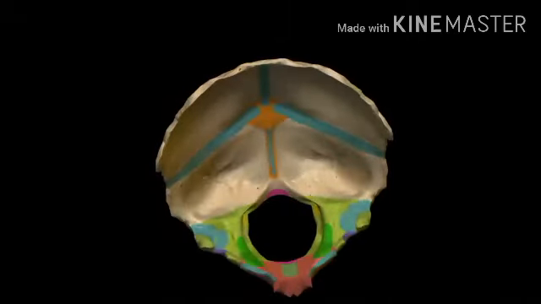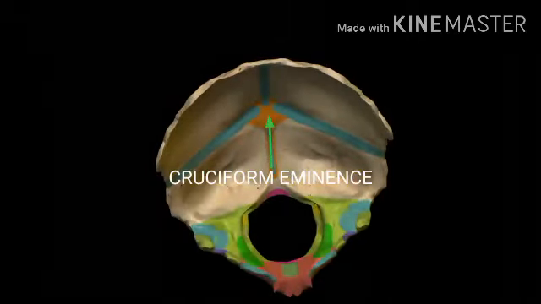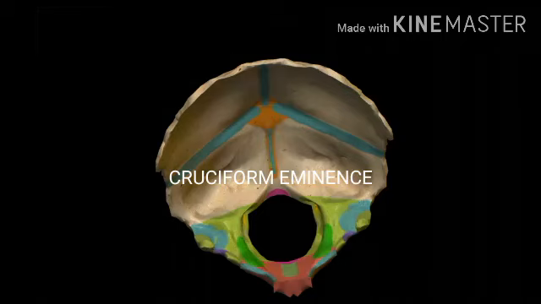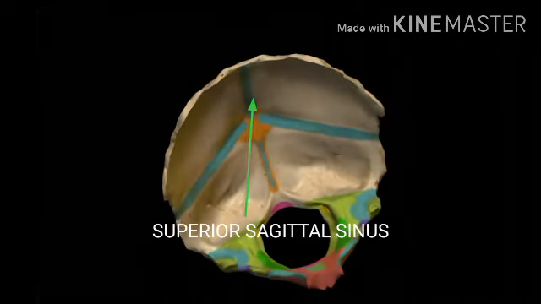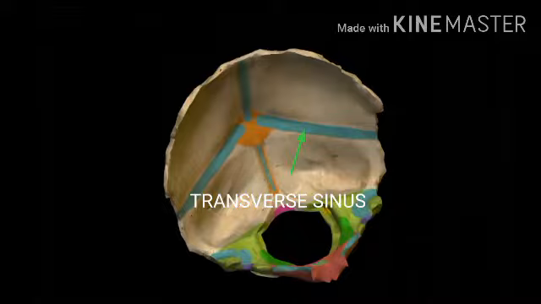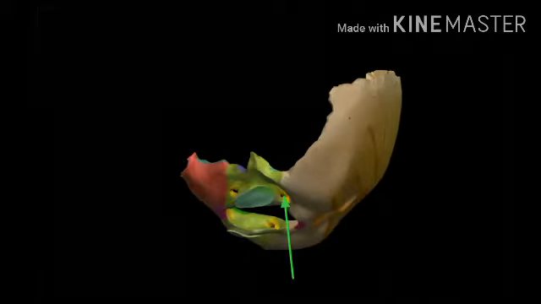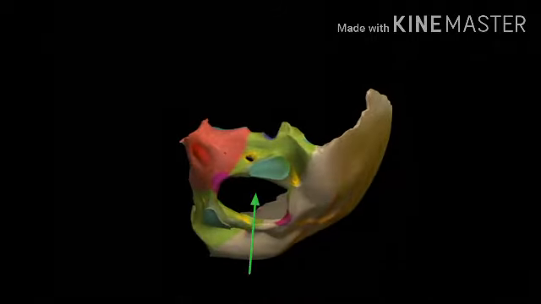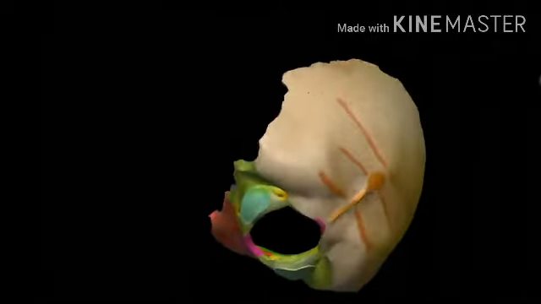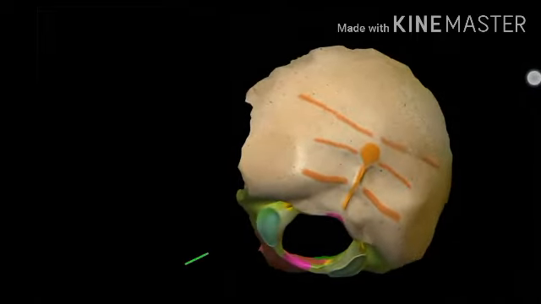Here we can see the cruciform eminence at the center, the depression for the superior sagittal sinus, the depression for the transverse sinus, and the depression for the occipital sinus. Again, the hypoglossal canal, the condylar canal, and the foramen magnum. This part is called what? The occipital condyle.